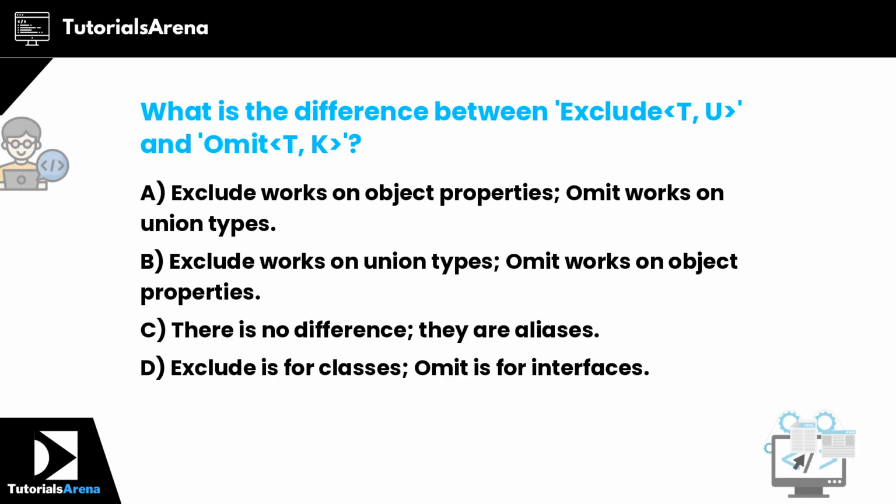What is the difference between Exclude<T, U> and Omit<T, K>? The correct answer is option B, Exclude works on union types, Omit works on object properties.